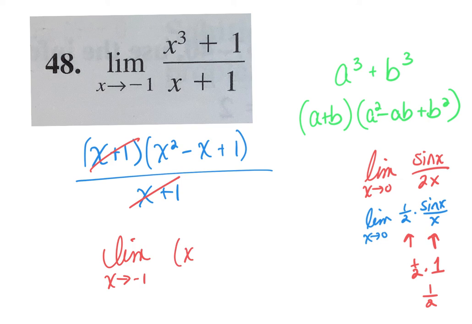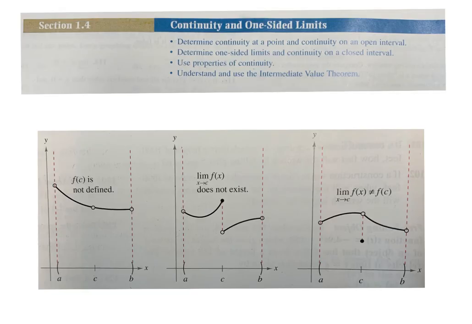Right? Negative 1 squared is 1, minus the negative 1 is 2, plus 1 is 3. Plug it in. There you go.